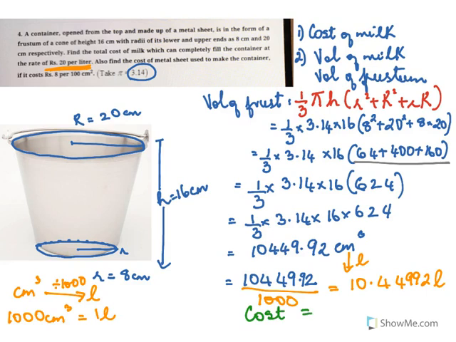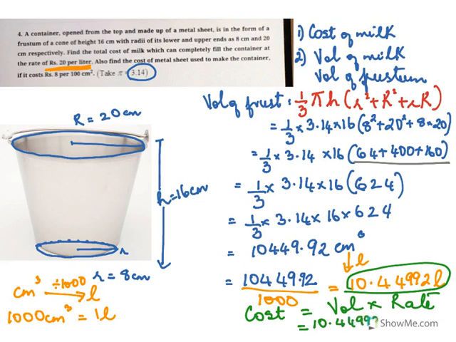And the last part of the sum is to find the cost of this milk. Of course, you will know the cost will be the number of liters, that is the volume, into the rate. Now we know the volume, we have calculated here the volume in liters. Why did we calculate the volume in liters? Because the rate was given per liter. So the volume is 10.44992. Rate is 20 per liter. It's given here, 20 per liter. And the answer here is 208.9984, which is approximately almost equal to rupees 209. So this is the cost of the milk.